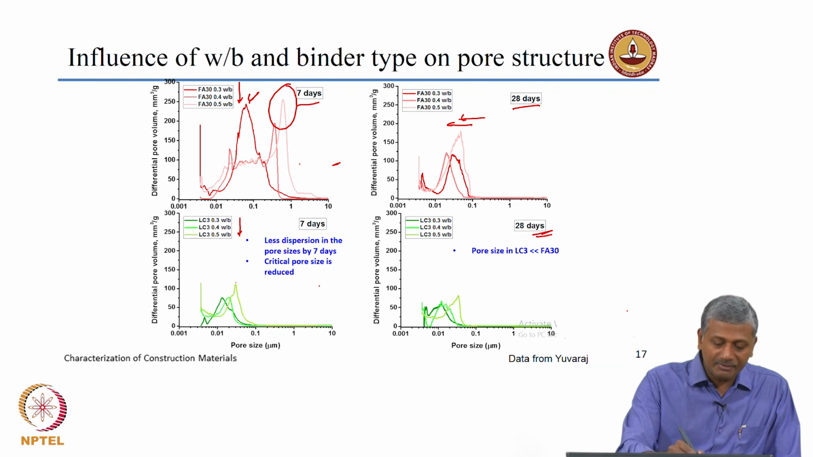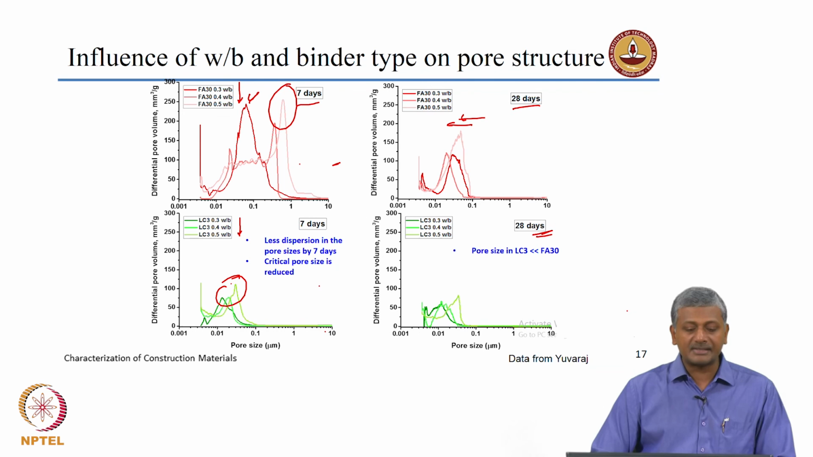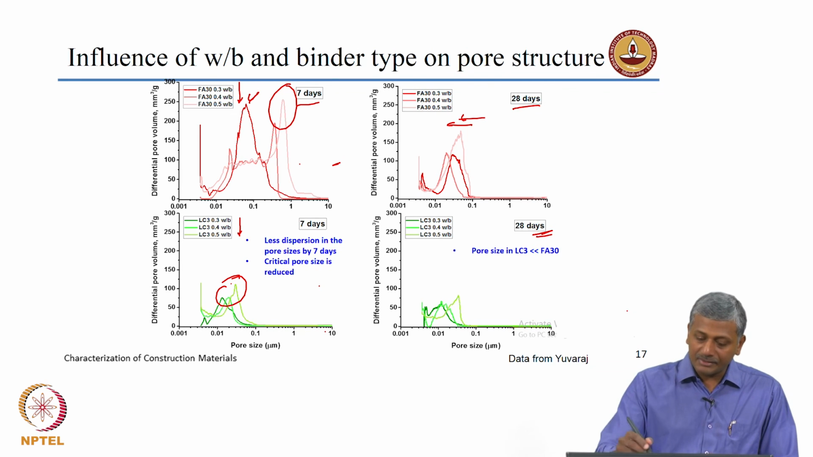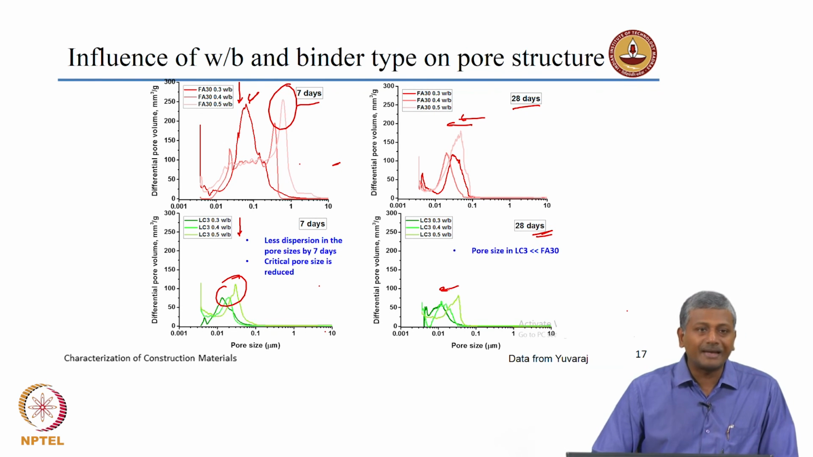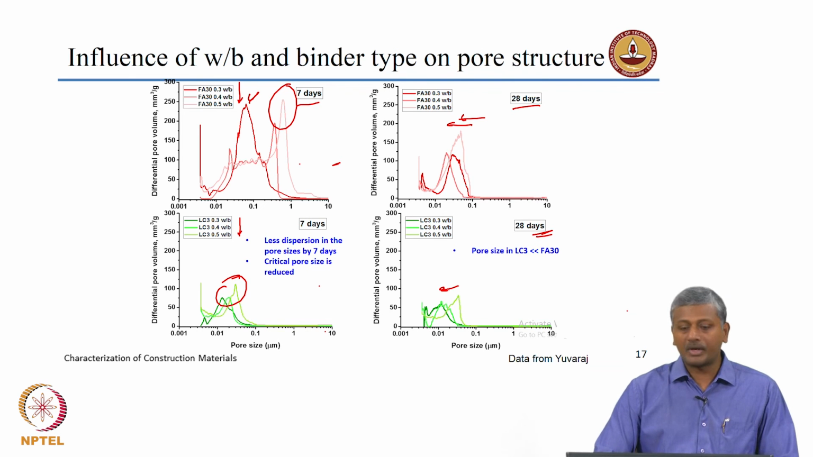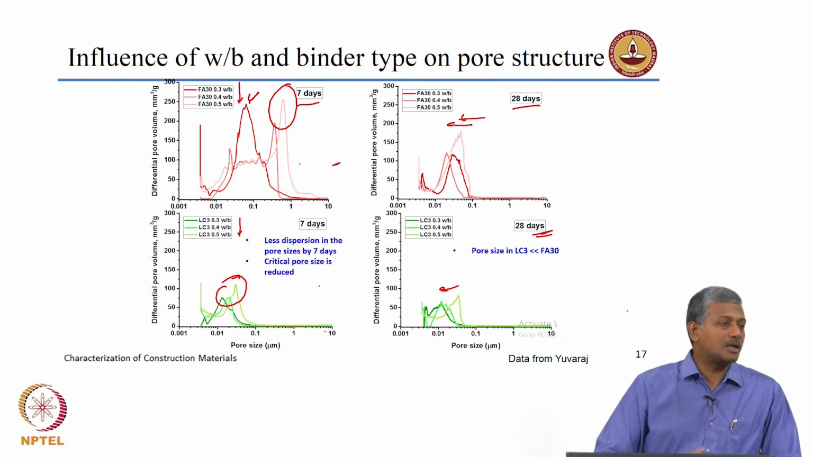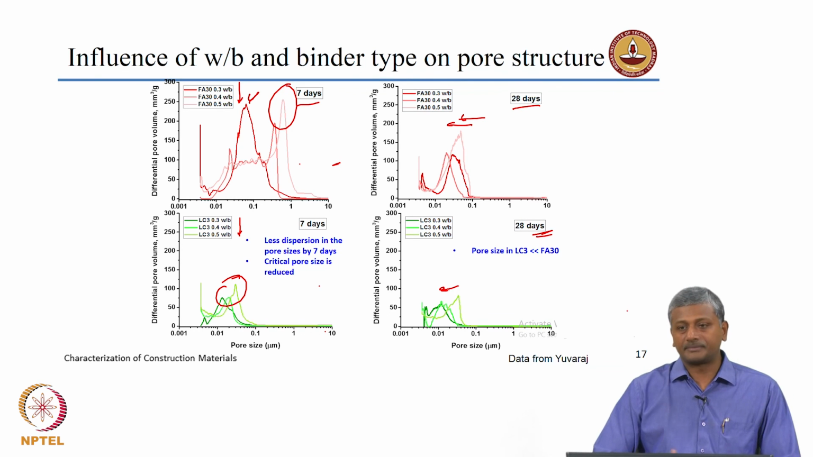On the other hand, in the LC3 systems, even as early as 7 days, you already have most of your systems sitting in the 0.01 to 0.1 size range, and that is further refined to slightly less than 0.01 micron pore size. So, what you are seeing here is the direct effect of the reactivity of the binder. So, the faster the binder reacts, the faster the structure is attained and the finer the pores get at an early stage of curing itself. Whereas, in the case of fly ash, you need extended curing up to 28 days to achieve the same result.